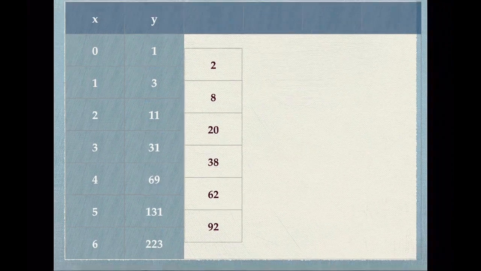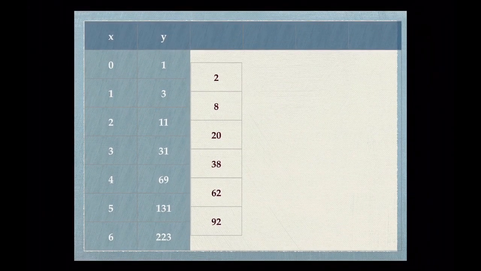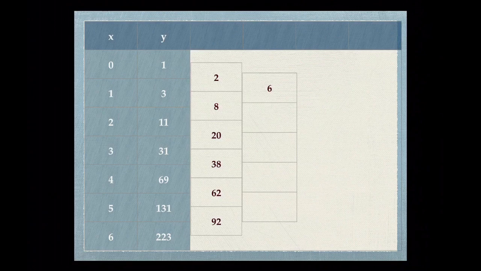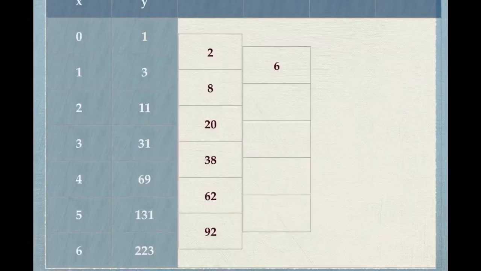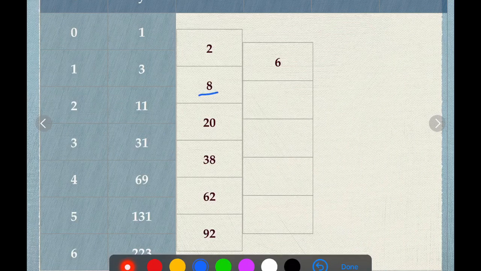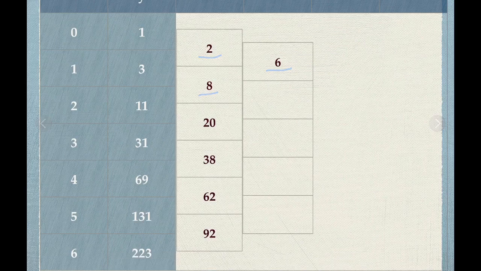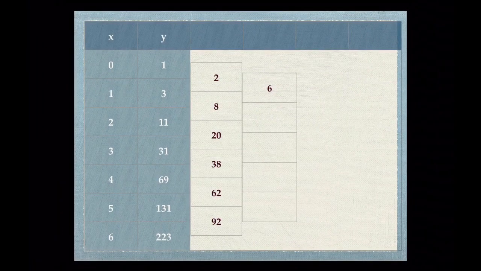Getting it? Simple? So this is the first stage of finite difference. Continuing it, in the second stage, it's about the next two values. What I mean is 8 minus 2, which is 6. Right? Continuing it, we will be getting 20 minus 8, which is 12.